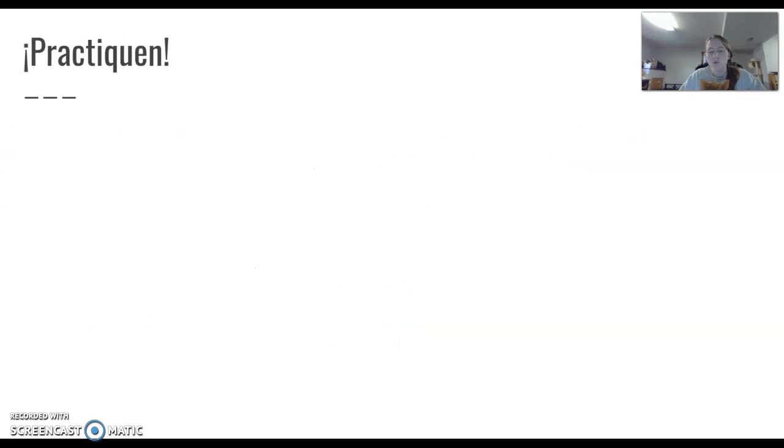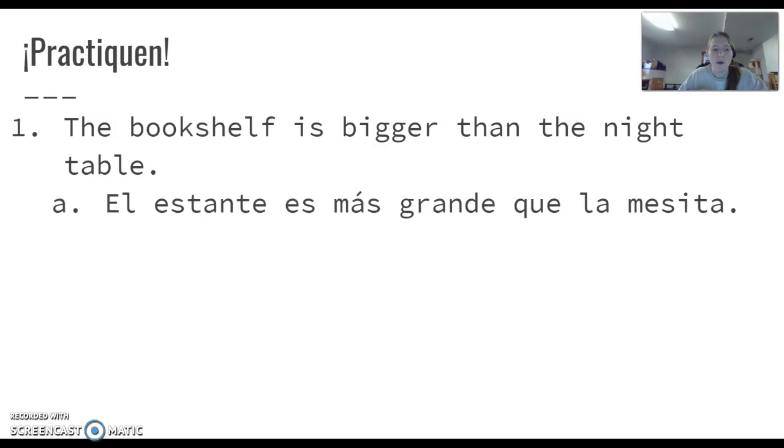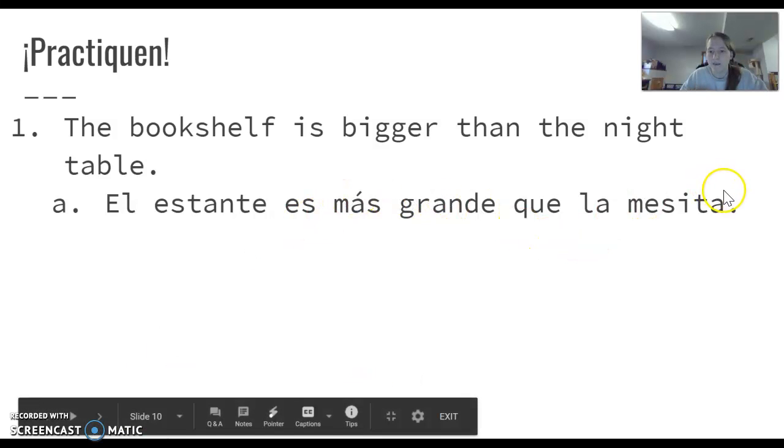Okay? So let's just do one of these where we write it 4 ways. So the bookshelf is bigger than the nightstand, or the night table. So you're going to say the bookshelf is more big than, the bookshelf is less small than, the nightstand is more small than, and the nightstand is less big than. Okay? So go ahead and hit pause and then write that 4 ways. Okay, number 1, el estante es más grande que la mesita. The bookshelf is more big than the night table.